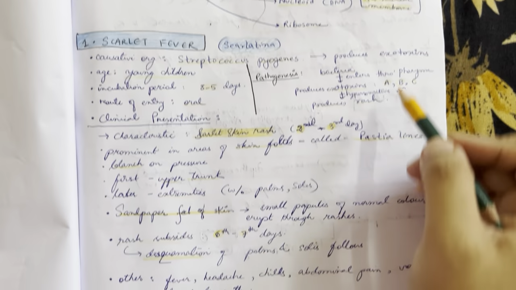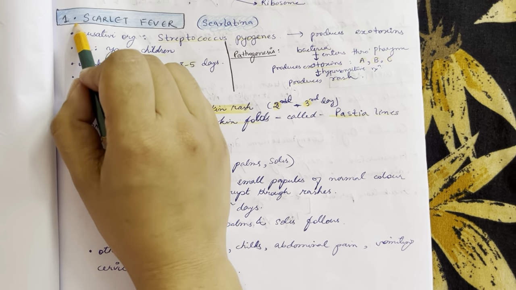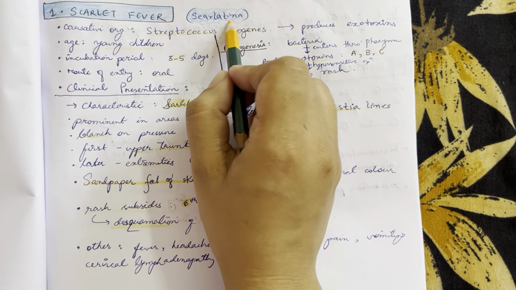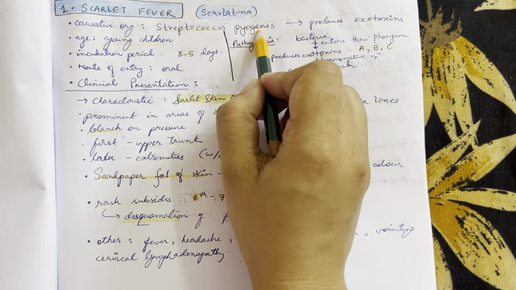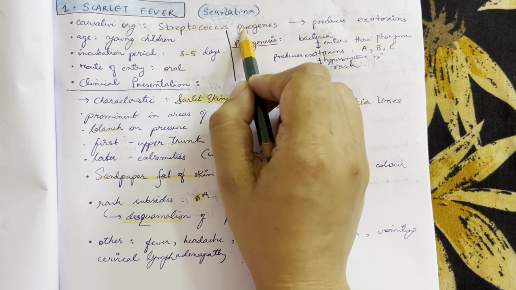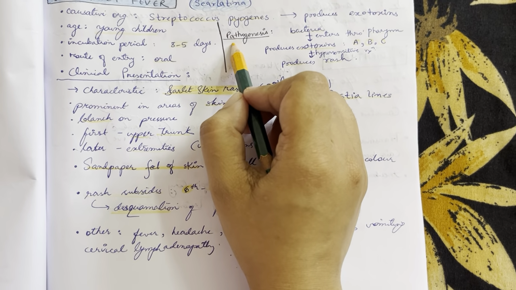So coming quickly to scarlet fever. Scarlet fever is also called scarlatina. The causative organism is Streptococcus pyogenes, a beta hemolytic organism. It produces exotoxin. So what is the pathogenesis?